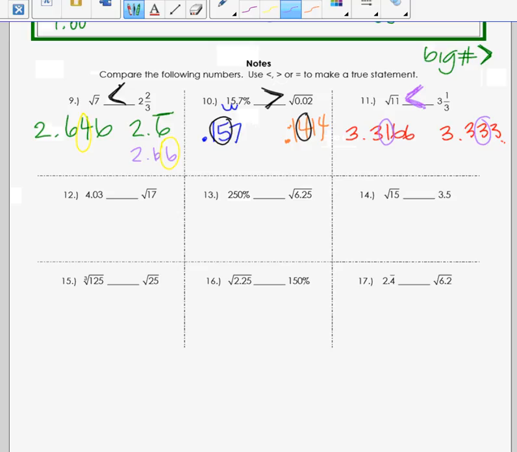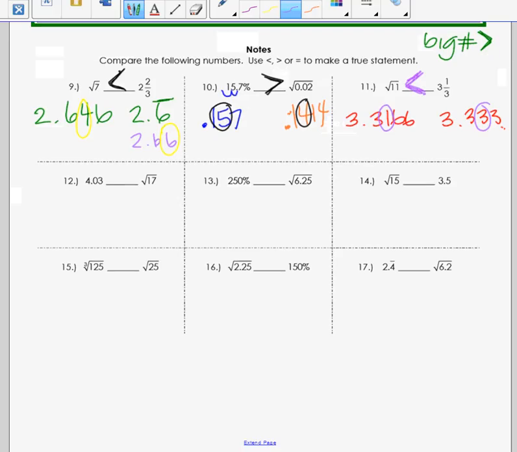Okay. For number 12, you don't need to convert 4.03. You just need to look at the square root of 17. Well, the square root of 17 is 4.12. So which one's bigger? Well, 4.03, 4.12, the 1 is bigger, so this is bigger. Okay. 250%, move that decimal place 2 to the left, and you're left with 2.5. The square root of 6.25 is 2.5, even. So they're the exact same, because you don't need to round either of those, so those are equal.